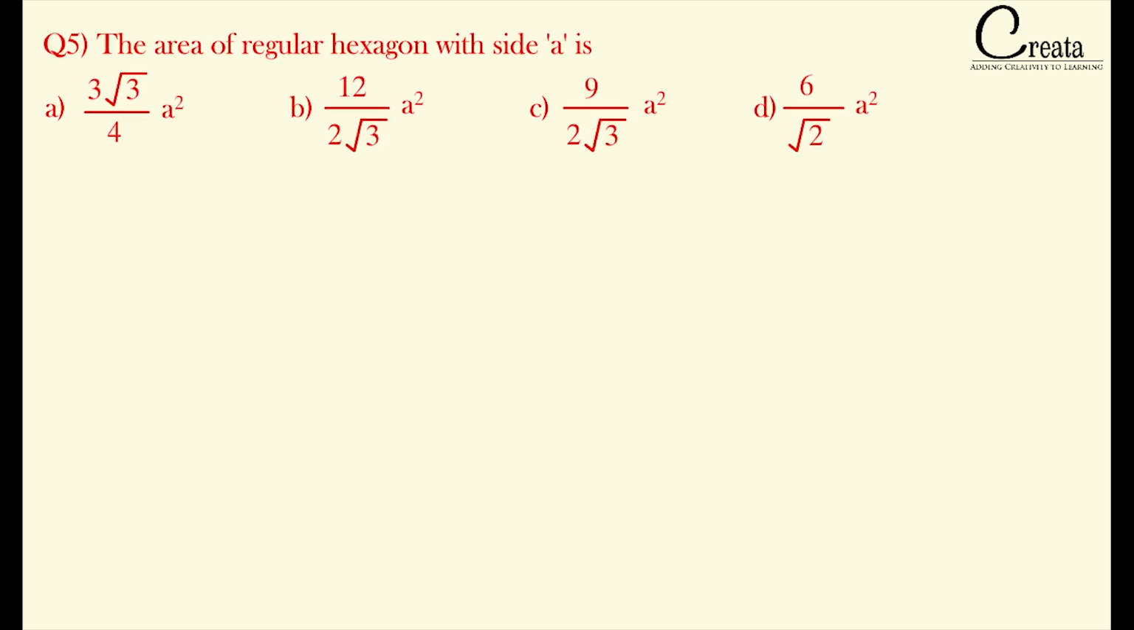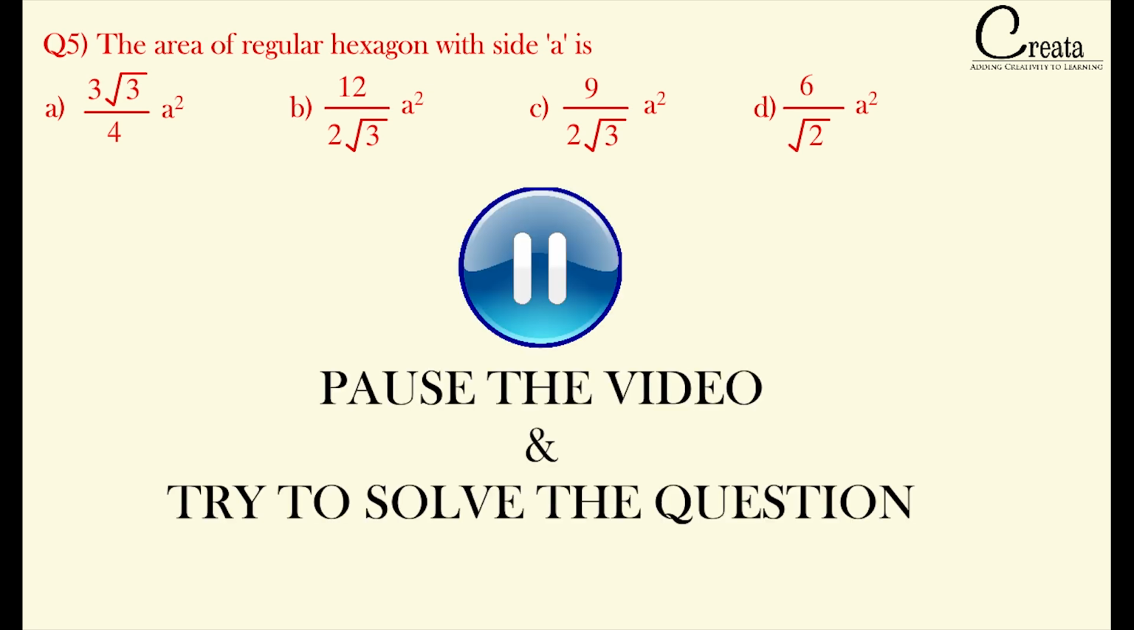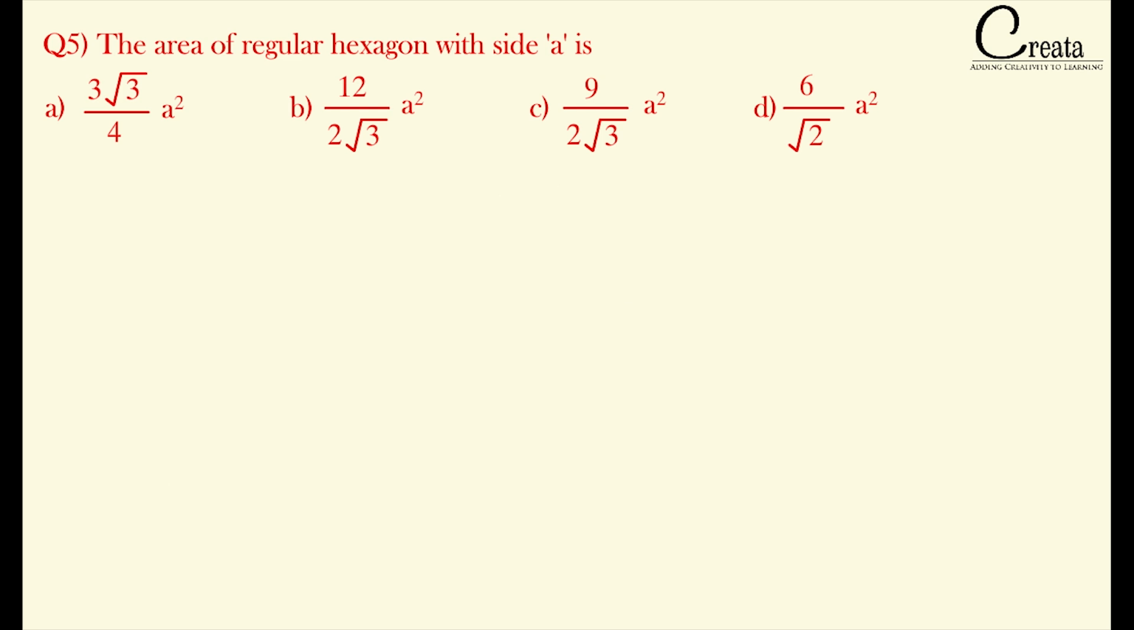The question is, the area of the regular hexagon with side A is, 4 choices are given. So let's approach this question. The question is talking about a regular hexagon. And we know regular hexagon is a hexagon which is having all the sides as equal. That is an equilateral hexagon. All the angles and all the sides of a regular hexagon are equal to each other. And in this question, we have to find the area of this regular hexagon.